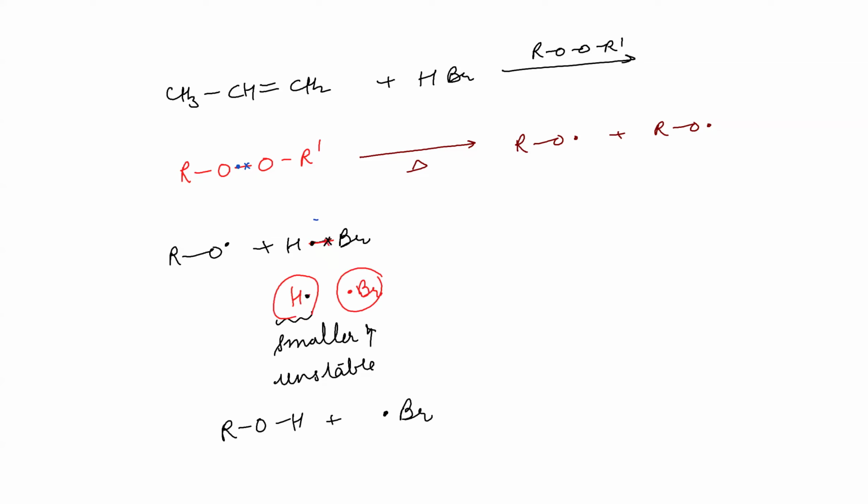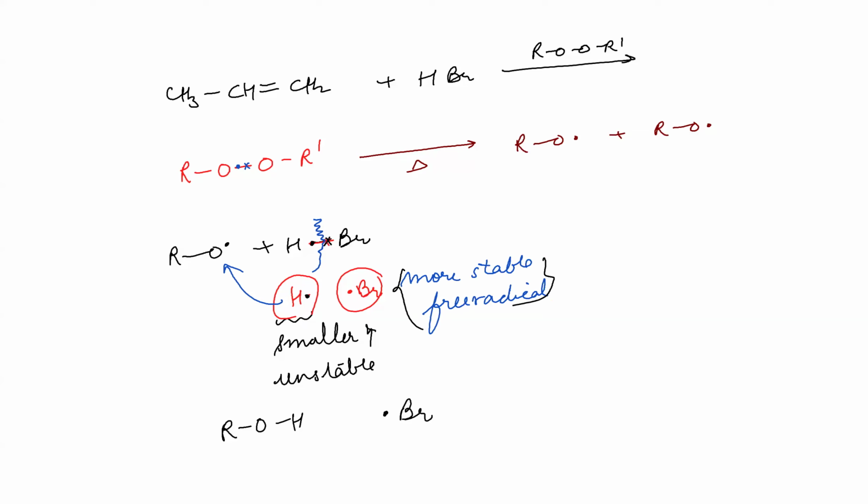Understood my point or not? Yes. Got it. So the smaller one, the unstable one, gets captured, and we are left with only the more stable free radical. Makes sense. This free radical decides how to solve this. So we'll have ROH plus a Br free radical.